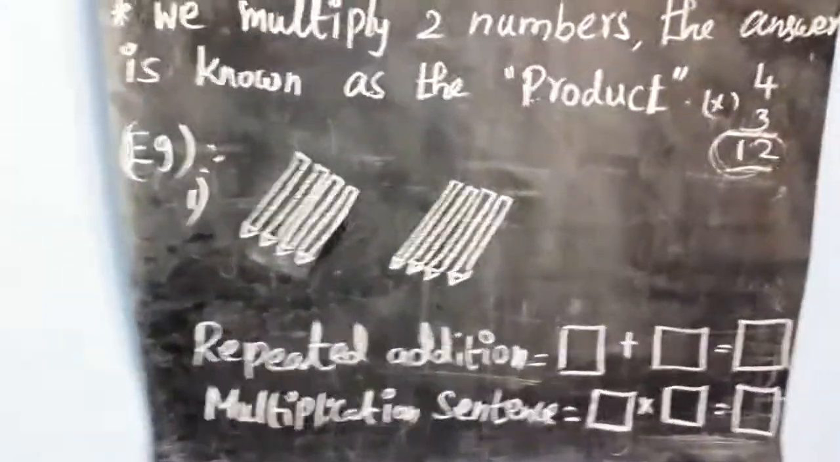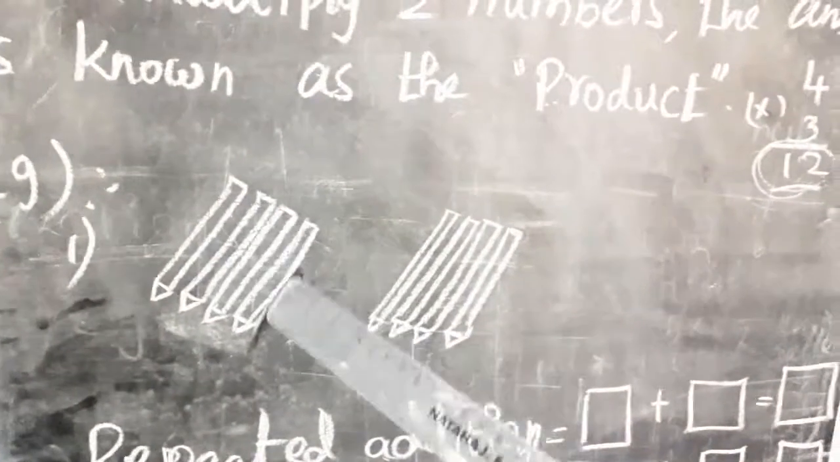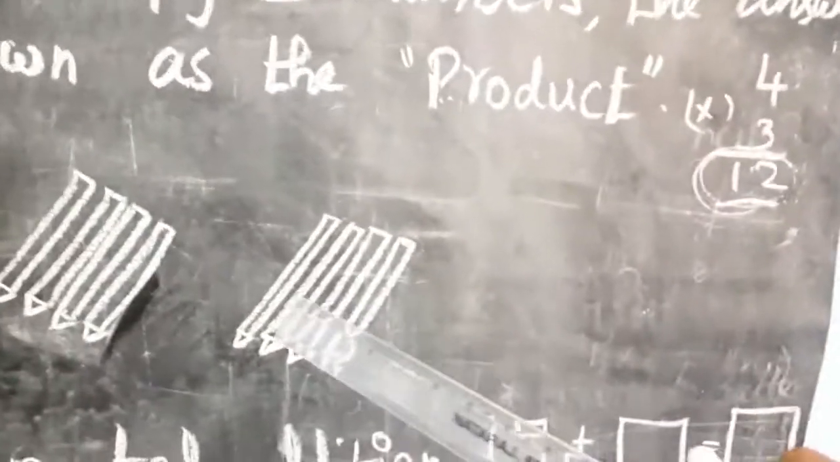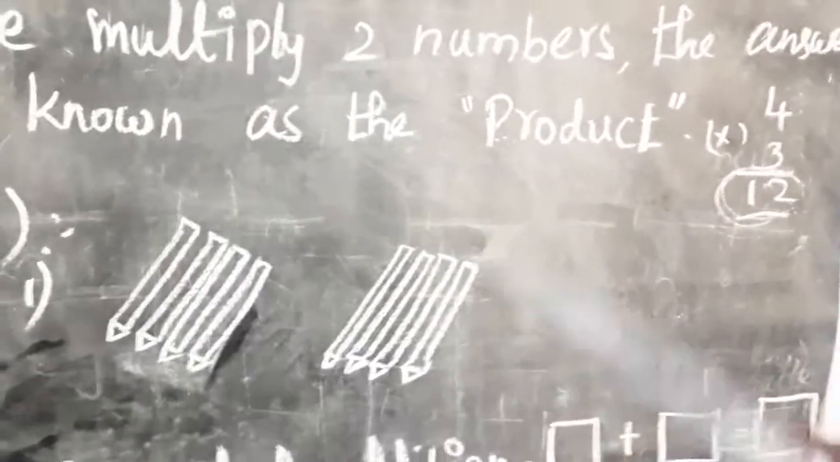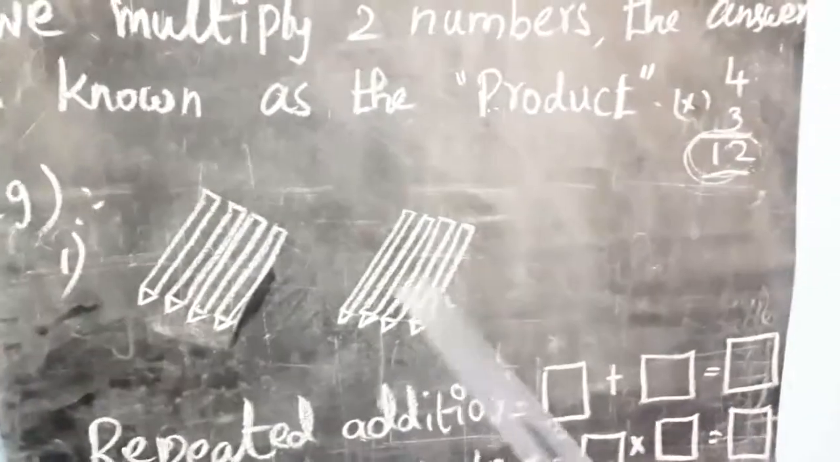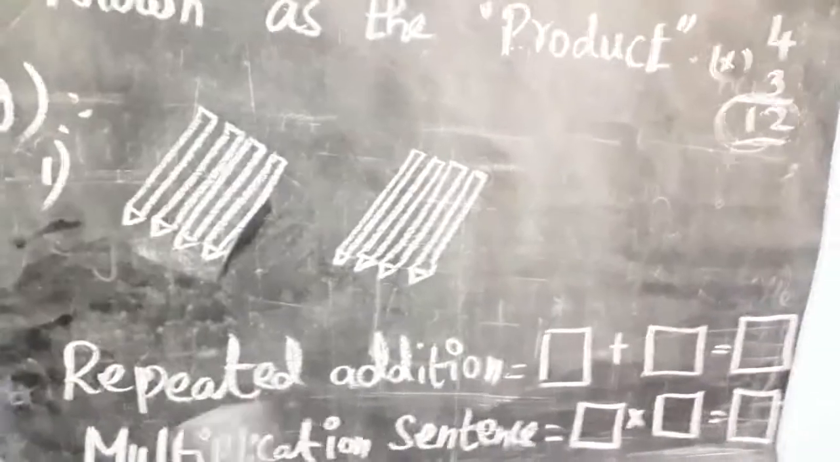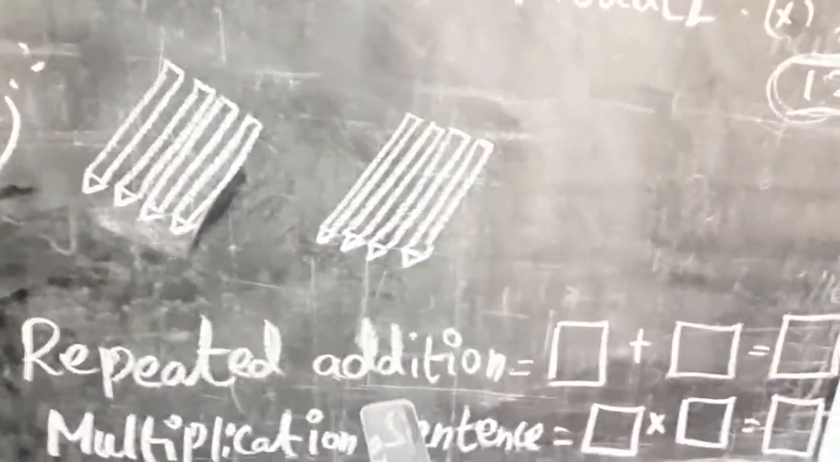Now look at the example. Here 1, 2, 3, 4 pencils will be there. Here is a set of one group. Here is another group. Therefore, there are two groups. For each group, 4 pencils will be there. Here, repeated addition.